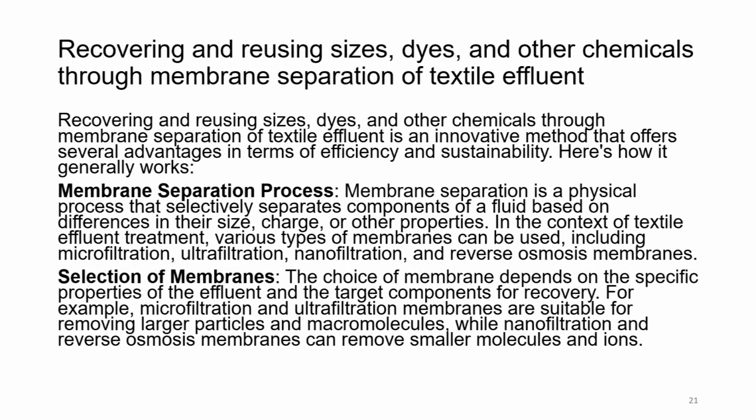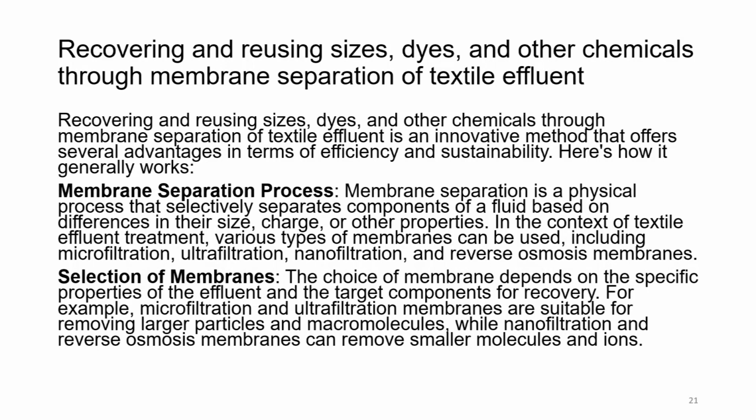Membrane separation process. Membrane separation process is a physical process that selectively separates components of a fluid based on differences in their size, charge and other properties. In the context of textile effluent treatment, various types of membranes can be used, including microfiltration, ultrafiltration, nanofiltration and reverse osmosis membranes.